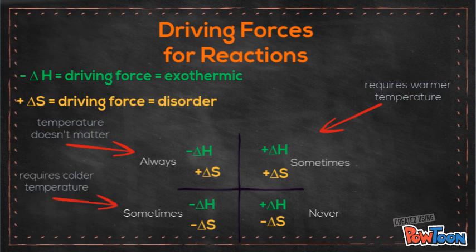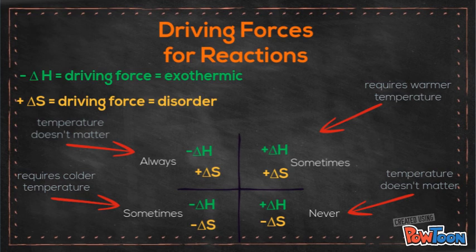Temperature doesn't matter for reactions which will always or never occur, but for reactions that have positive enthalpy and positive entropy, a warmer temperature is required for the reaction to happen. Vice versa, in reactions with negative enthalpy and negative entropy, a cooler temperature is required.